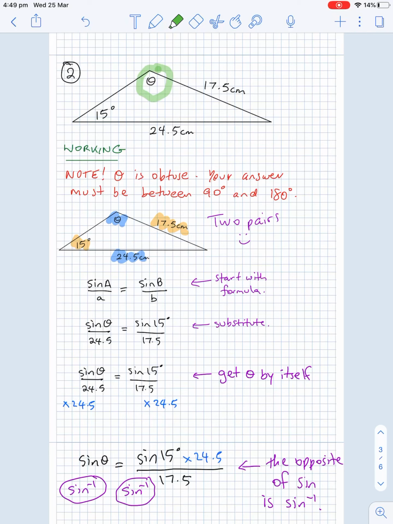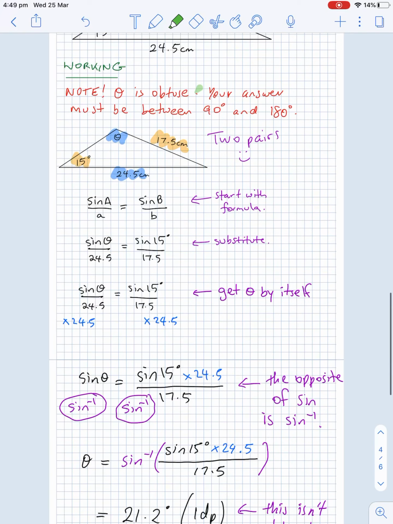But just quickly, I want you to note, look at this unknown angle. That angle is going to be measured in degrees and minutes, etc. But it's definitely obtuse. It's a really big angle. It's bigger than a right angle. So we know that it has to be between 90 and 180. So it's a really important idea. You've got to keep that in the back of your mind. Okay, so let's give it a try.